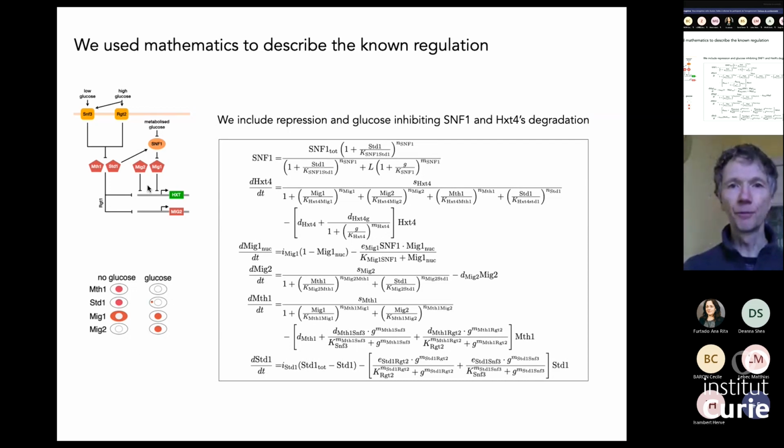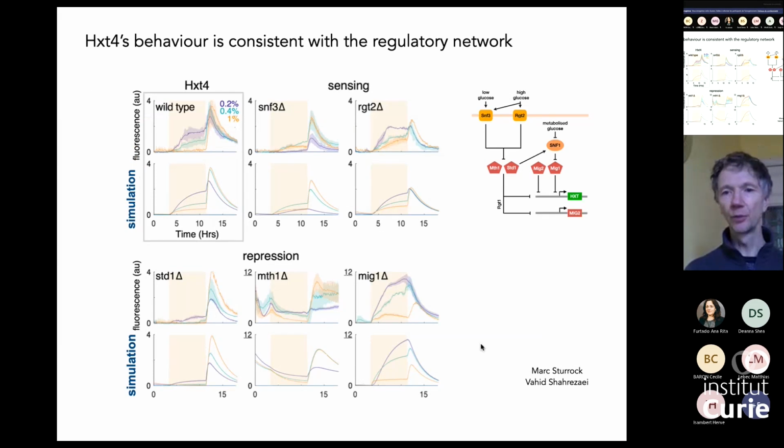All right, so given that, in collaboration with Vahid Shahrezaei at Imperial and Mark Sturrock in Dublin, we fit the model to the data to see if it would describe what we see. And actually, the fit turns out to be pretty good. So again, the top here are the data, and the simulations are shown below. And you can see that for the wild type, we get everything right. Maybe a little bit too high expression in 1% here, but generally it's okay.